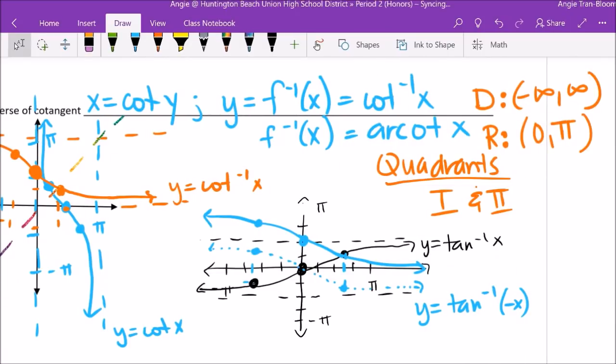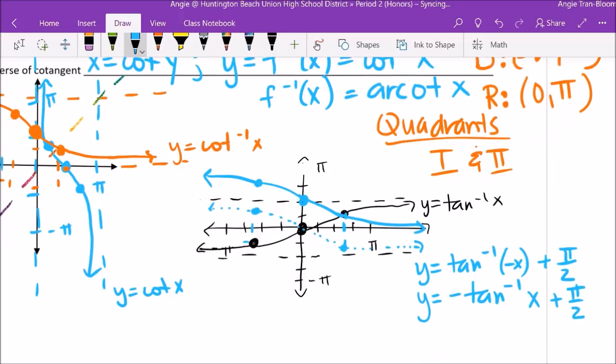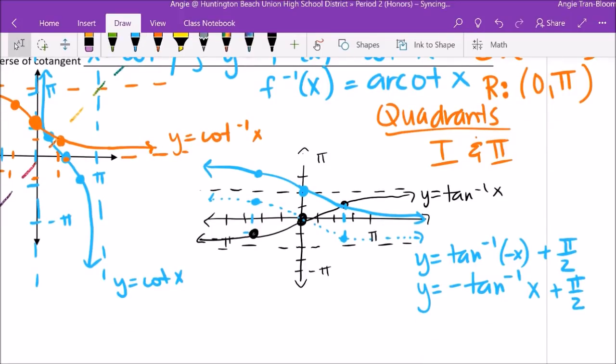So what do I do with that? Add outside pi over 2. Okay. Now tangent inverse or tangent, is it an odd function or an even function? It's odd. So if you have an odd function and if it's a negative angle, what can you do? Put it on the outside. So it's like negative tangent inverse of a positive x plus pi over 2.